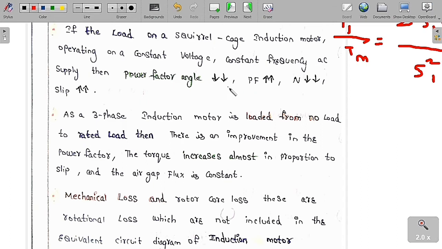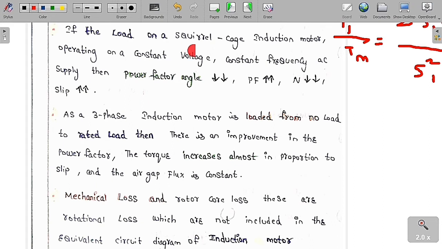See, I already told you, if you keep a load on a squirrel cage induction motor, basically if you are going to run the induction motor, S into X2 is always lesser than X2. So as S X2 decreases, the power factor angle decreases, so power factor increases. Then simply we can say that as the load increases, definitely we can say speed decreases. So definitely we can say slip is going to get increased.